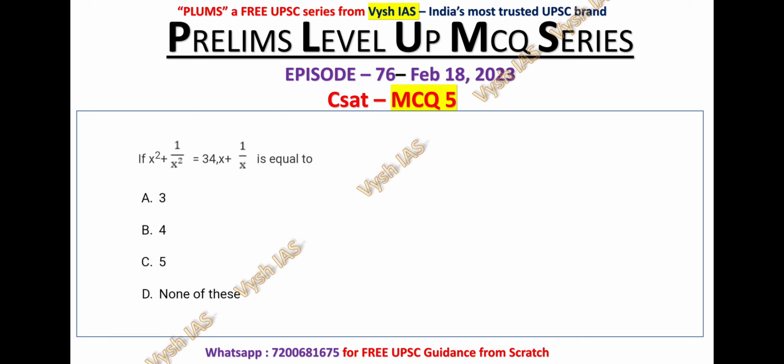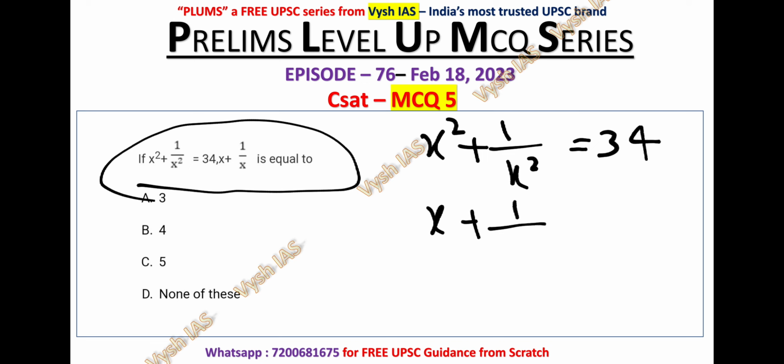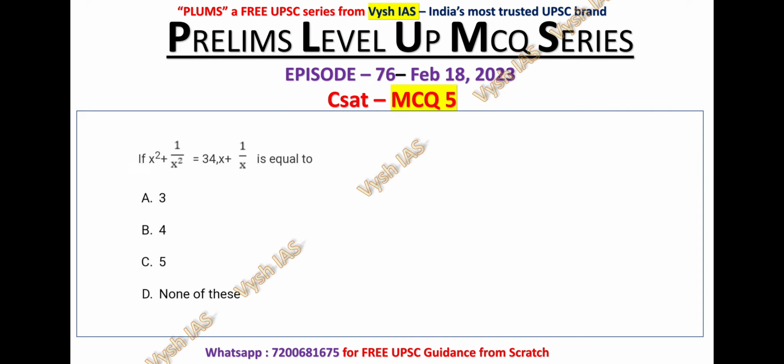So they have given the values. They have given x square plus 1 by x square as 34. Okay, they are asking us to find the x plus 1 by x value. So they have given the x square plus 1 by x square value, and they have asked us to find the x plus 1 by x value. Okay, this is the simple data that is given in the question.